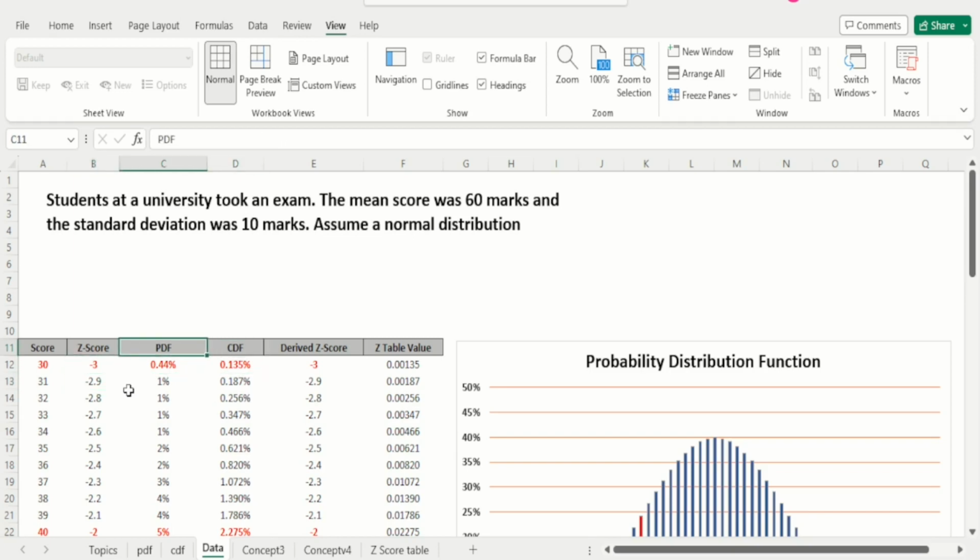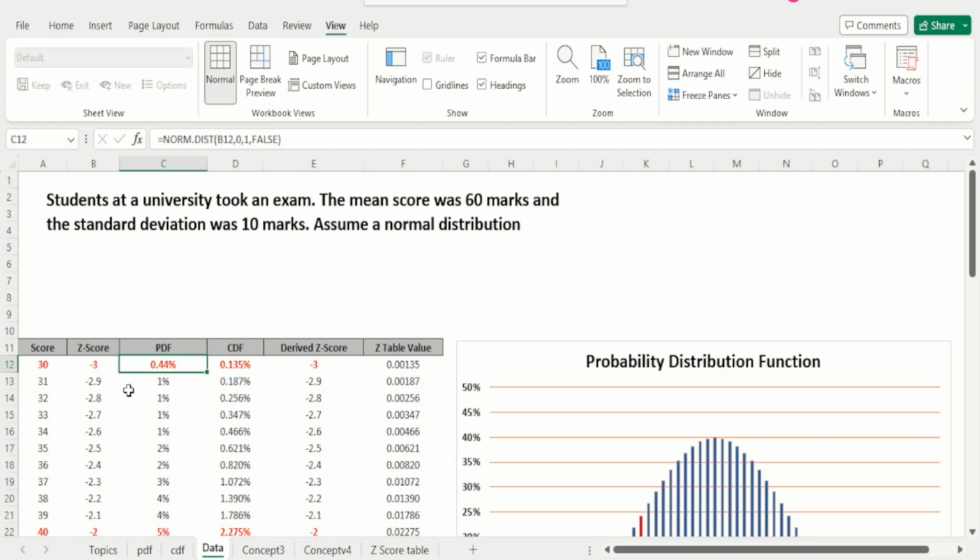Let's revisit PDF. PDF is something that we have used in the past. So how is the PDF used? If you see the formula there, it is Norm.dist followed by the value of X or the value of the corresponding z-score if you're using a standardized normal data point, comma 0. The 0 here represents the mean of that standard normal distribution. Remember, every standard normal distribution has a mean of 0 and a standard deviation of 1.